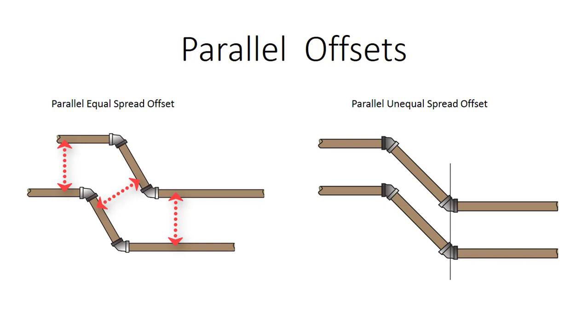Now another type of parallel offset is shown on the right, where the spread distance is allowed to change through the travel portion, then return to the original spread when it continues the straight runs. These are called parallel unequal spread offsets, and we will look at these types first in this short video.